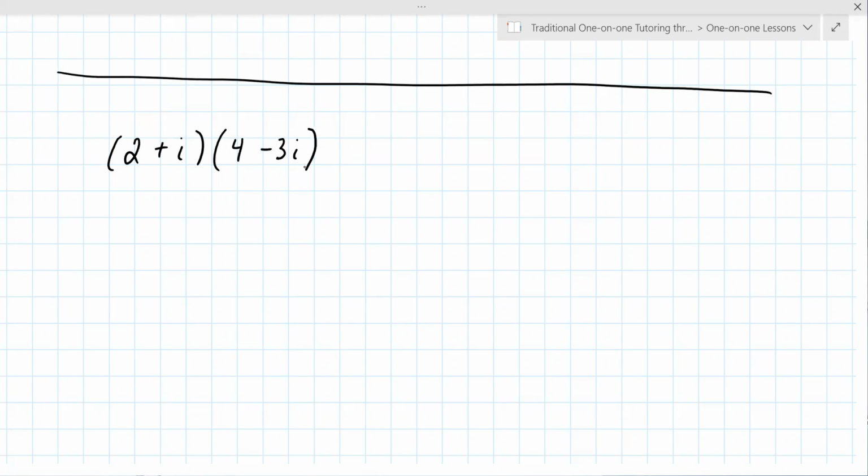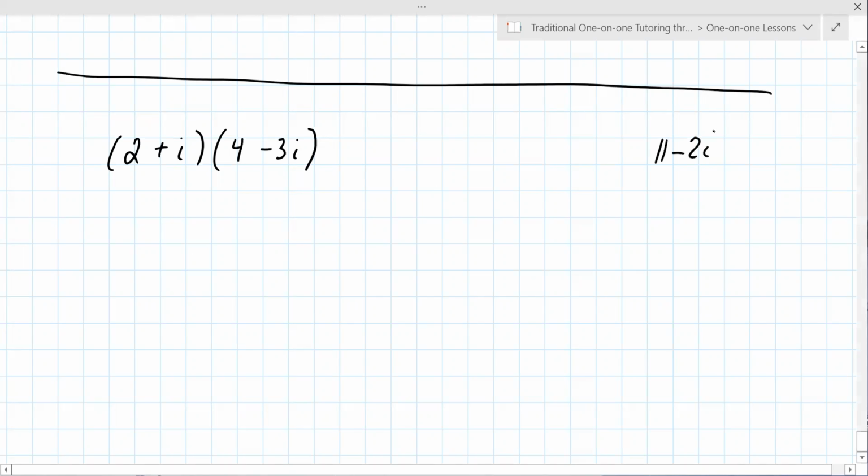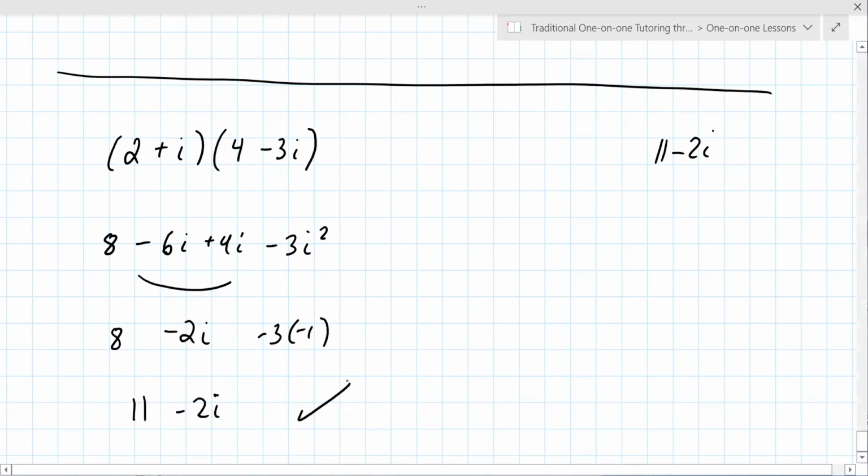So it would be 11 minus 2i. Let me take a look here. So we get 8 minus 6i plus 4i minus 3i squared. So yeah, that gets you the minus 2i. Minus 3 times the minus 1 is plus 3. And so that goes with the 8. That's perfect. Okay.